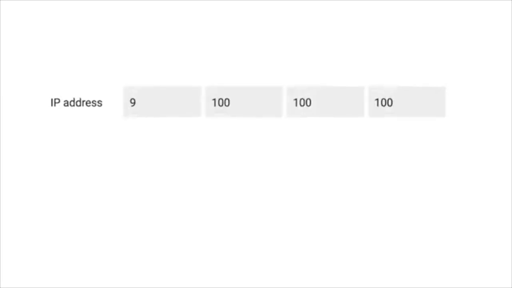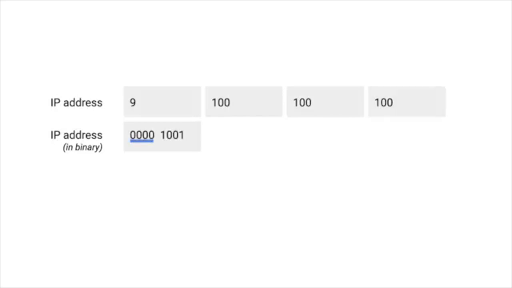Let's work with the IP address 9.100.100.100 again. You might remember that each part of an IP address is an octet, which means that it consists of 8 bits. The number 9 in binary is just 1001. But since each octet needs 8 bits, we need to pad it with some zeros in front.